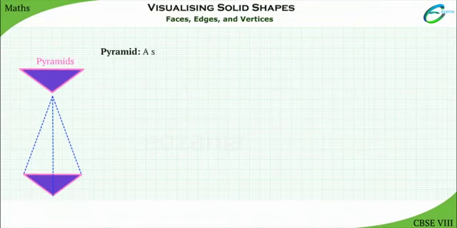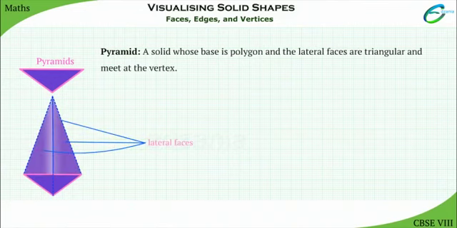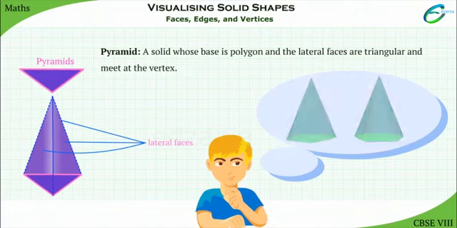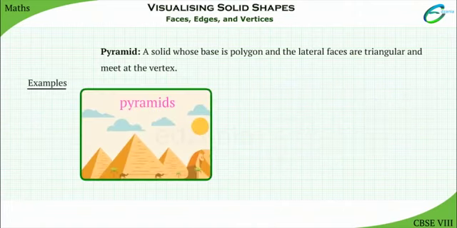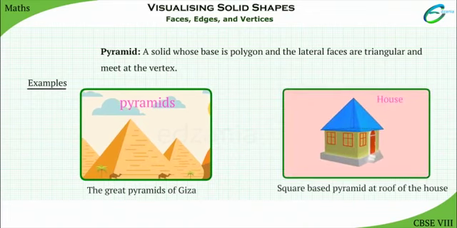A solid whose base is a polygon and whose lateral faces are triangular and meet at the vertex is called a pyramid. Observe some models of the pyramids. Examples of pyramids are the Great Pyramid of Giza and the pyramid roof of a house.